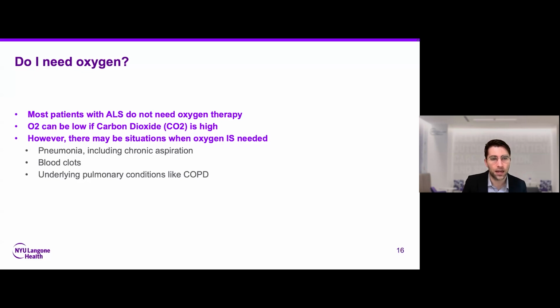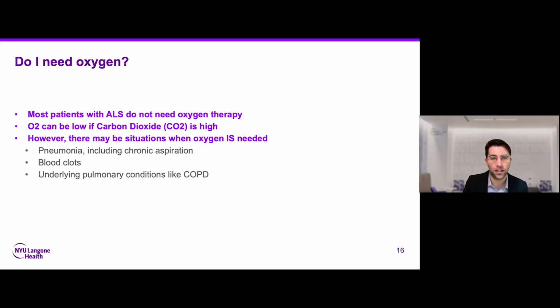Sometimes we see patients with low oxygen levels and they've been prescribed oxygen, but that's really because their carbon dioxide level is high. And their carbon dioxide level is high because they are not getting adequate ventilation from a BiPAP or a home ventilator device. Frankly, this is less of a problem in ALS than some of the other diseases that we treat in our chronic respiratory failure clinic. But it is something that can happen that I think is helpful to be aware of.